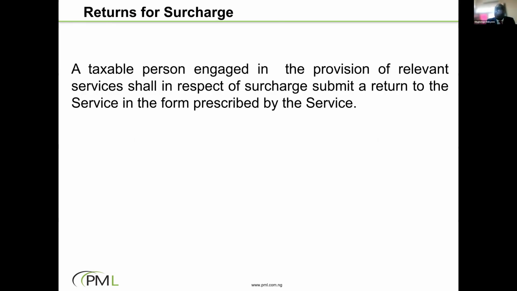Now, this will help the tax authority to see who is supplying and who is receiving. So the moment they see who is supplying, they know who's supposed to pay value-added tax. And then they also know when the tax is paid, who has paid and who has not paid. So this will really help to reach those services that people are not paying VAT on. Then there's also the issue of surcharge. A taxable person engaged in the provision of relevant services can, in respect of surcharge, submit a return to the service in the form prescribed by the service.